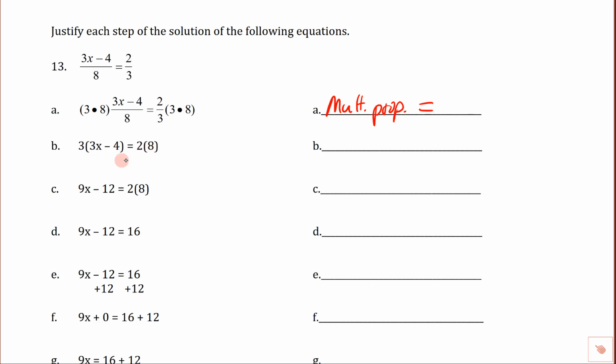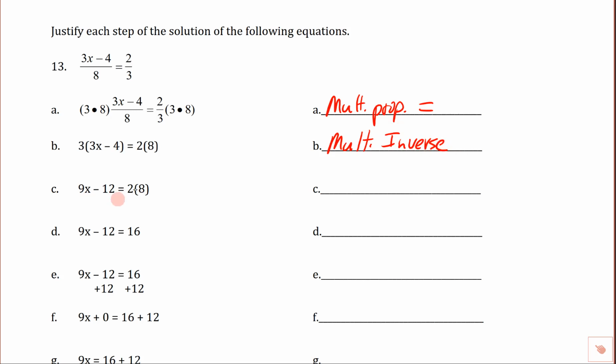Next one, let's take a look at what happened. On this side, we've still got the 3x minus 4, we've got the 3. The 8's disappeared, and on this side, the 3's disappeared. So that's going to be the multiplicative inverse, because multiplying by 8 and dividing by 8 are inverses. So we're going to write down mult inverse. Okay, so the multiplicative inverse there.